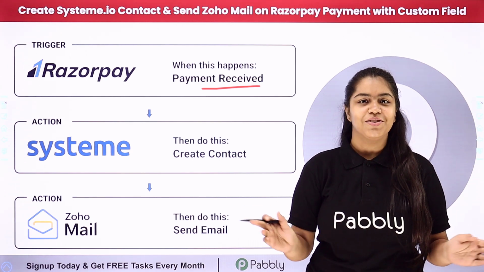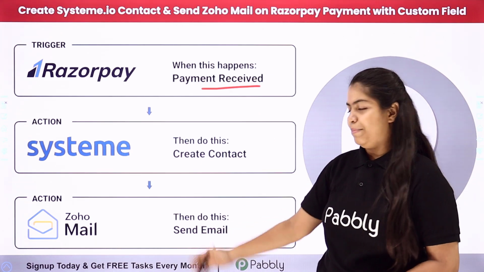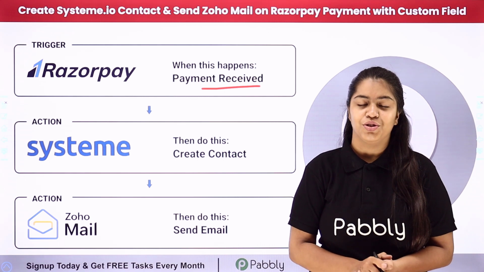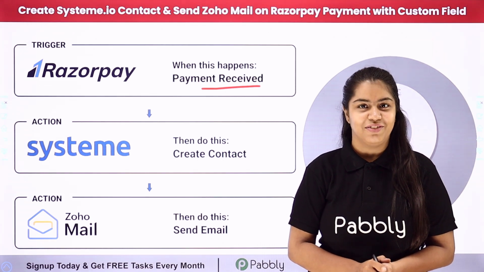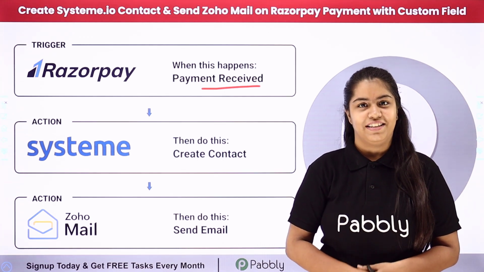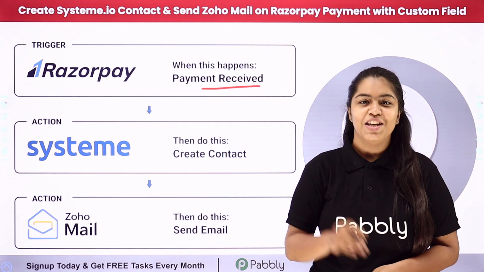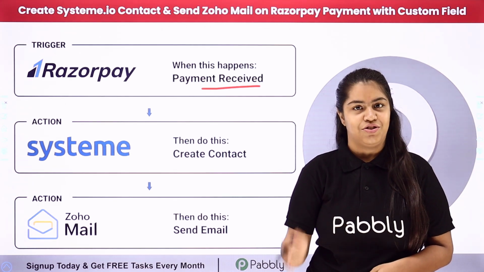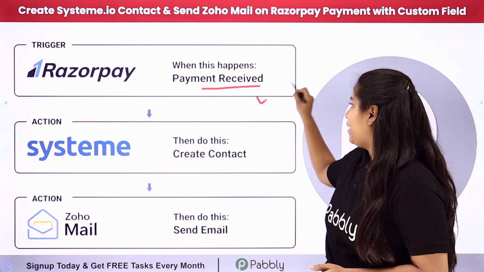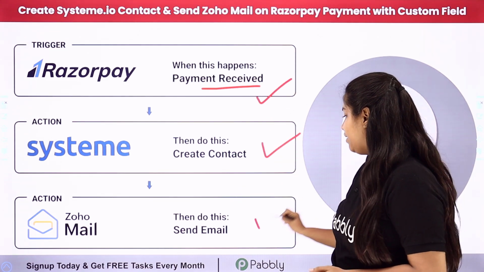So to do this, we are going to create a connection between these applications. To create this connection without knowing any programming or coding language, we are going to use Pabbly Connect. It is an amazing automation software. So in Pabbly, we have the concept of trigger and action. For trigger, we are going to use Razorpay, and for action, we are using system.io and Zoho mail.